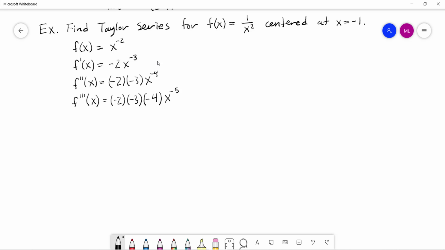And let's go up to the fourth derivative just to have enough. So here's our fourth derivative. It'll be all those same constants times a negative 5x to the negative 6th. And now we're going to need to evaluate these all centered at the new point. So I want to know what each one of these is evaluated at x equals negative 1, evaluated at x equals negative 1, and so on.